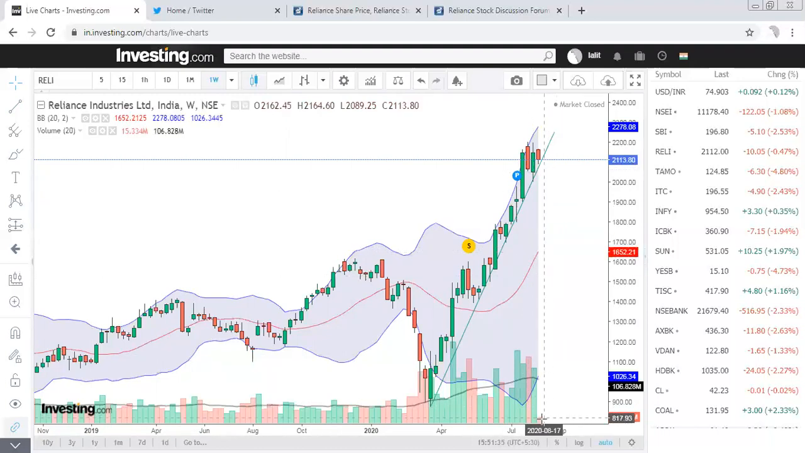Another thing to note here is the weekly volume. You see this volume here, the week ending 14th August. It's the lowest we've seen the whole of this year in terms of weekly volume.